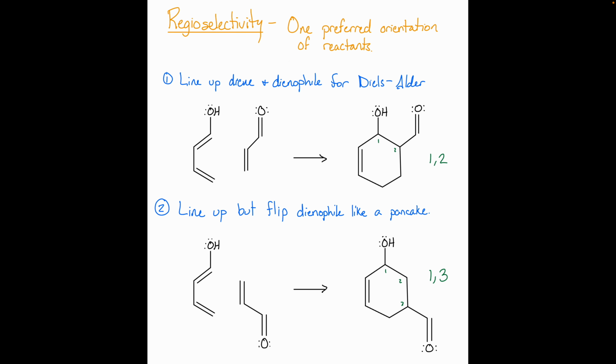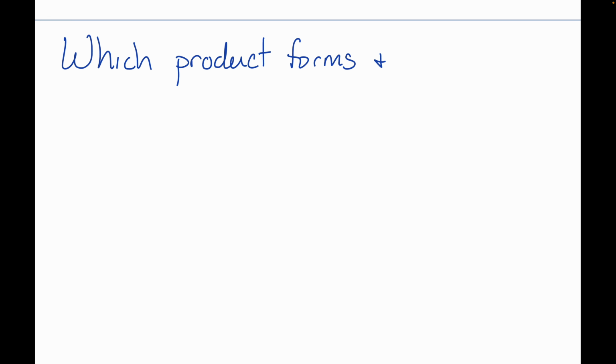If a Diels-Alder reaction was not regioselective, then we would just get a 50-50 mix of both of them, right? If it didn't matter which way we lined it up, we would get even number of 1,2 and 1,3. It'd just be random chance, okay? But it turns out that in a Diels-Alder reaction, it is regioselective, so we only get one of these two products in this reaction. The other one doesn't form, all right? So which one forms and why? All right, so let's just ask ourselves, which product forms and why?